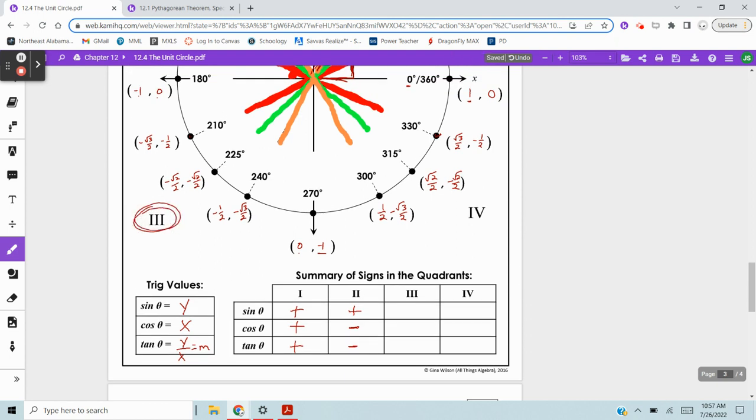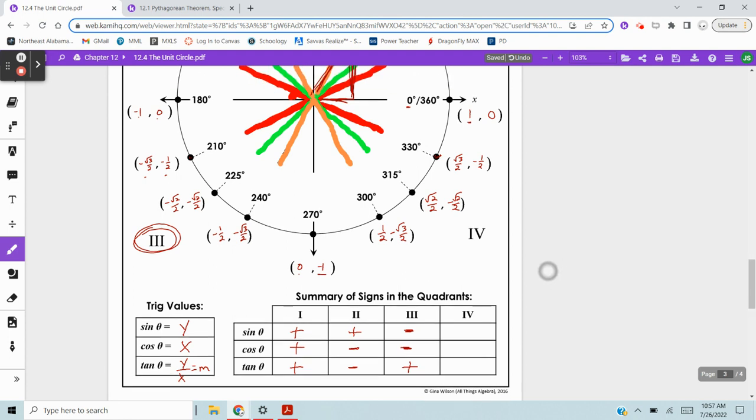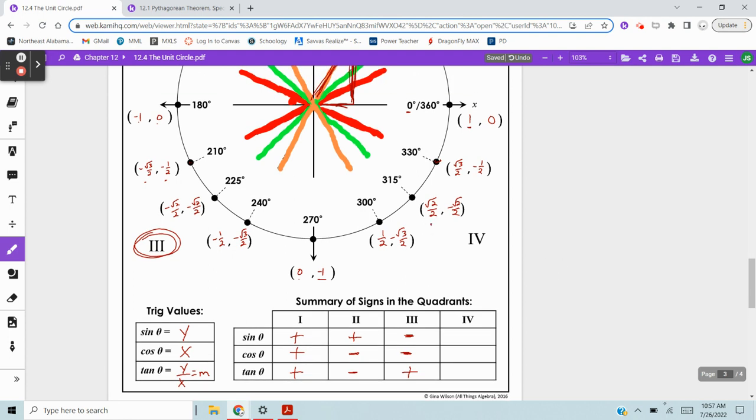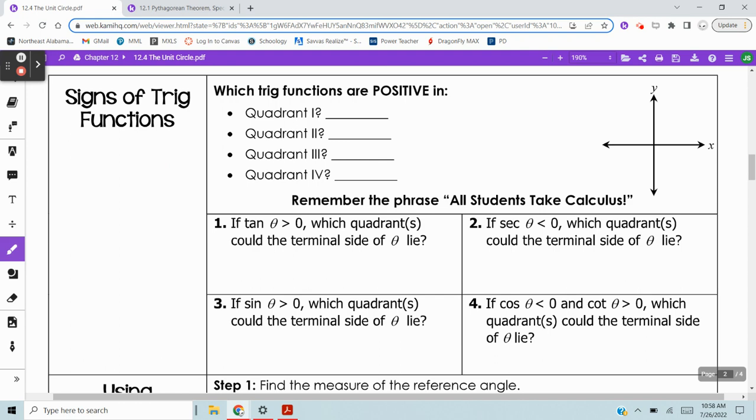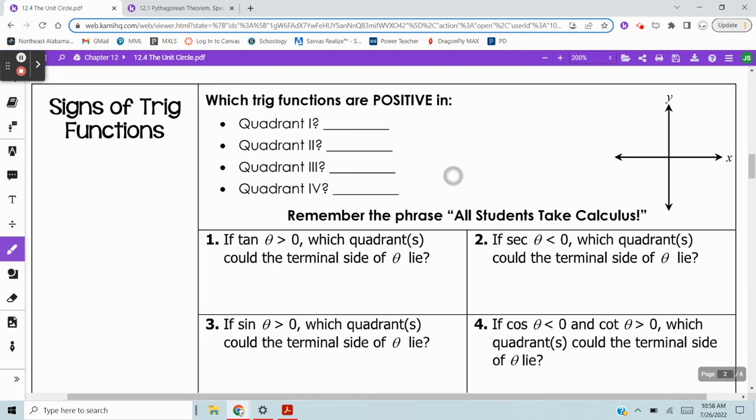In quadrant three down here, notice that x and y are both negative. Now here's something to think about. Since tangent is y over x, that'll be a negative over a negative, so your tangent is actually positive in that third quadrant. And in the fourth quadrant, your x values are positive and your y values are negative. So cosine will be positive, sine will be negative, and tangent would be negative since you have a negative divided by a positive.